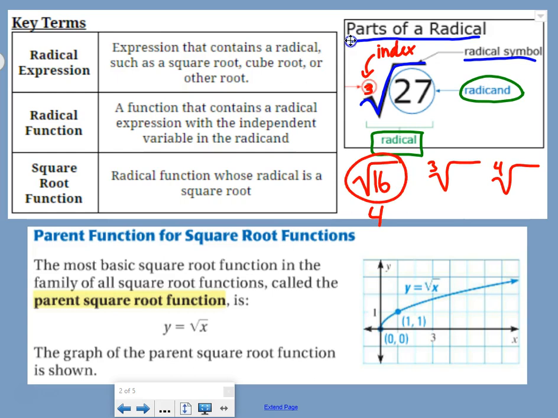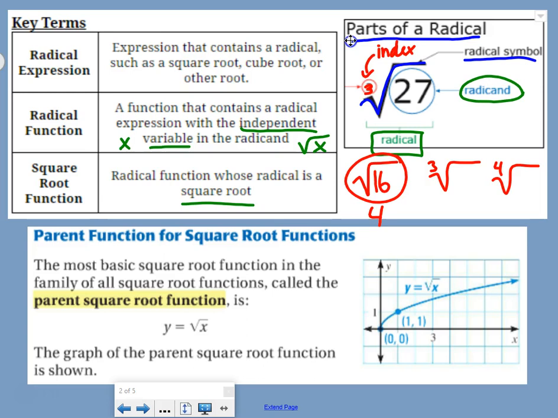A radical function is a function that contains a radical expression with the independent variable, which we usually call x, in the radicand. So that means we're doing the square root of x. A square root function is a radical function whose radical is a square root. And that's what our focus is going to be today.